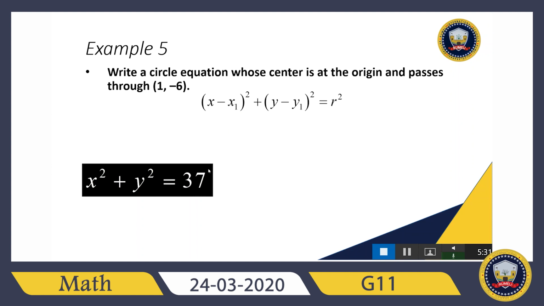How did we get this number? Basically, what we used is the distance formula between this point and the origin. So guys, remember that the radius is the distance between the center and any endpoint. So using the formula, we can find the radius.